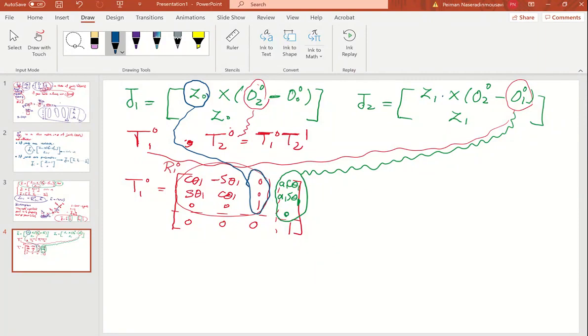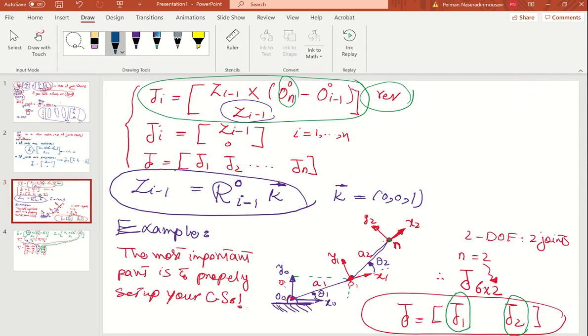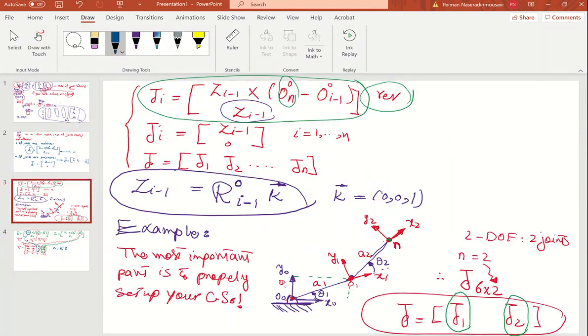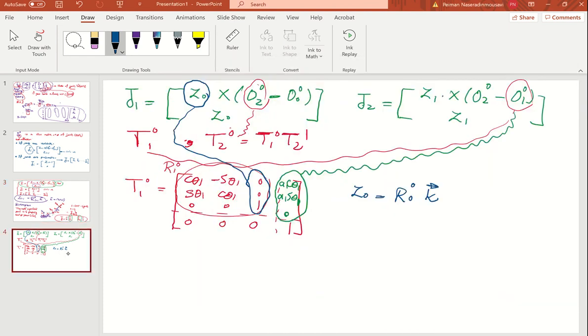Understand? Because as I taught you here, it has a reason. Z(i-1) is this. So Z0 is R0 k. Look here. Z0 is R0 with respect to 0 times k. That's right. R0 with respect to 0 is the unit matrix. Multiply by 0, 0, 1. Here we go. It is 0, 0, 1. Understand?